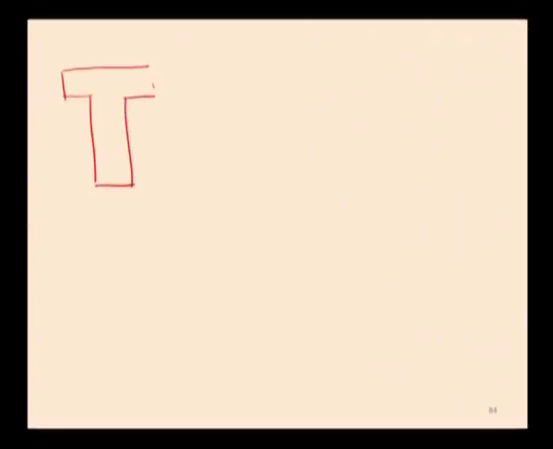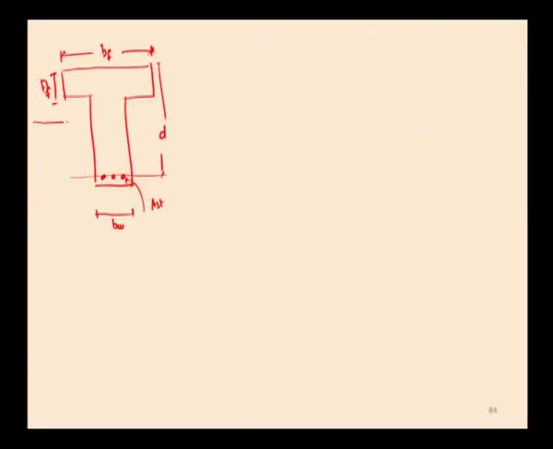Now, the second case. Here BF is the width of the flange, DF is the depth of the flange, and BW is the width of the web, and since it is an under reinforced section, the reinforcement in the tension zone is AST, and this is the effective depth of the section. Now, here the neutral axis lies outside the flange. What does it mean?